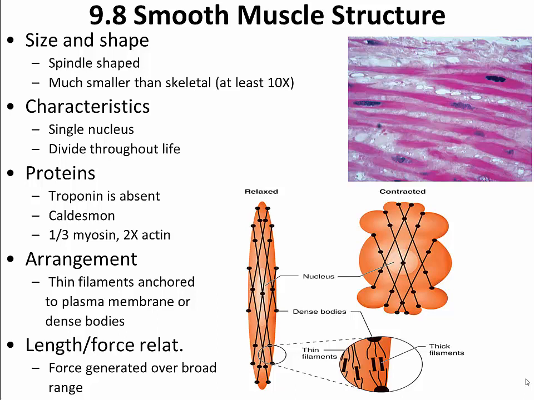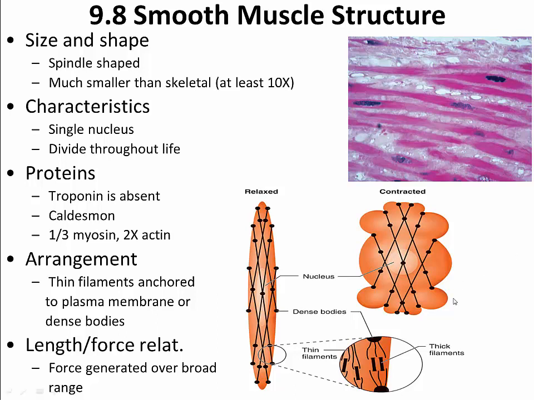We also see caldesmon present, and so caldesmon is going to be an enzyme that interacts with calcium and helps us to regulate the contraction of smooth muscle cells. The arrangement of the thick and thin filaments, which do exist, being composed again of myosin and actin, in smooth muscle cells is different than in skeletal muscle cells.